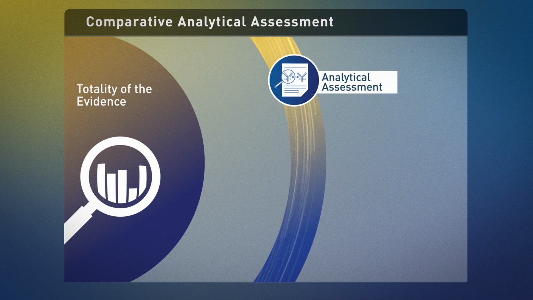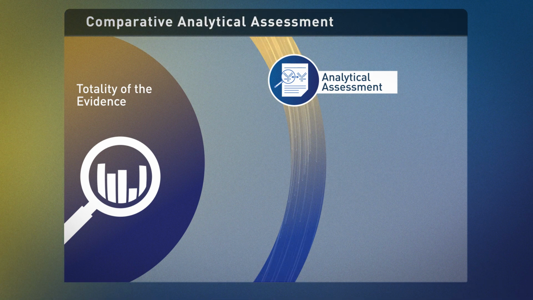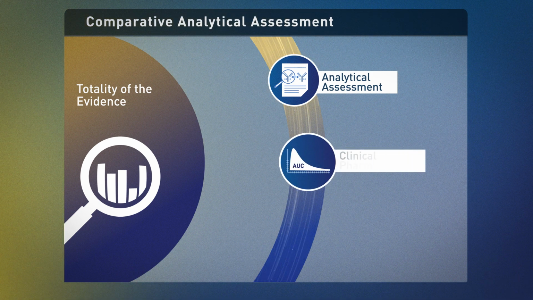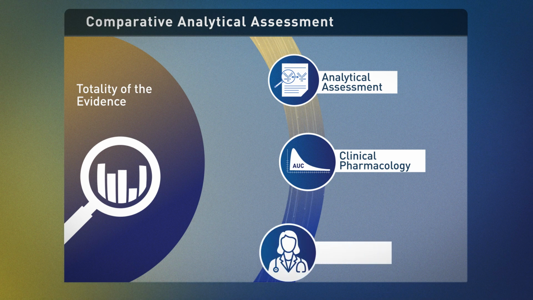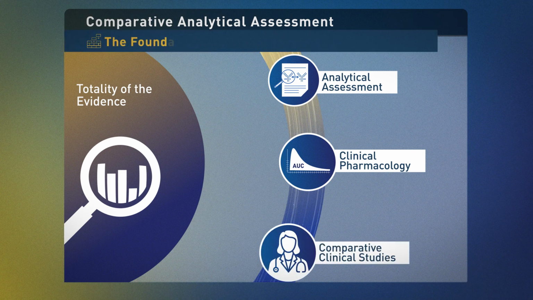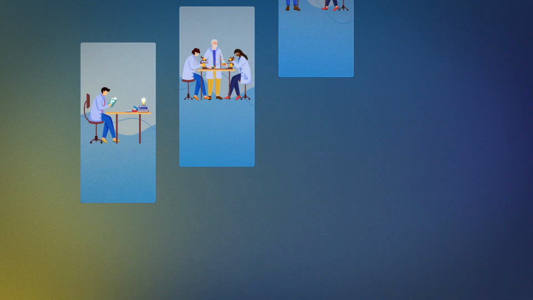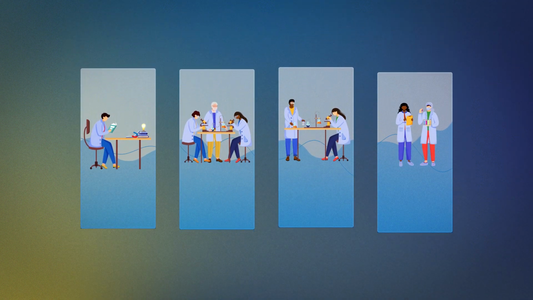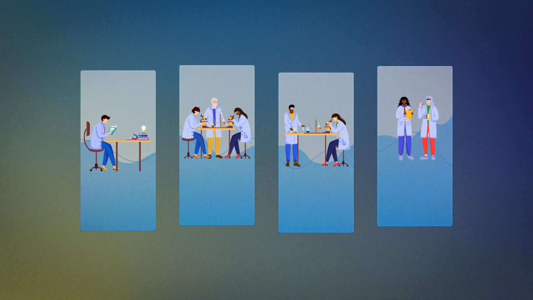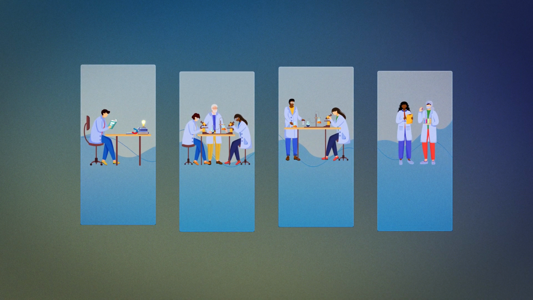The results can also influence decisions about the type and amount of additional data needed to support a demonstration of biosimilarity, such as tailored clinical pharmacology or additional clinical studies. For these reasons, the comparative analytical assessment is foundational to biosimilar product development. The comparative analytical assessment is critical for demonstrating biosimilarity and meeting FDA's rigorous approval standards.